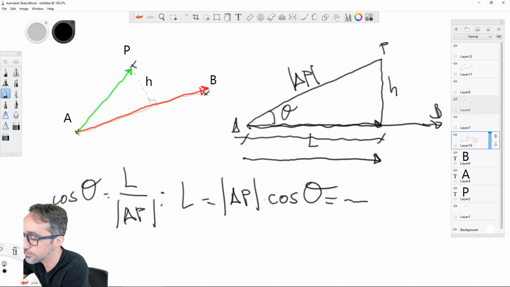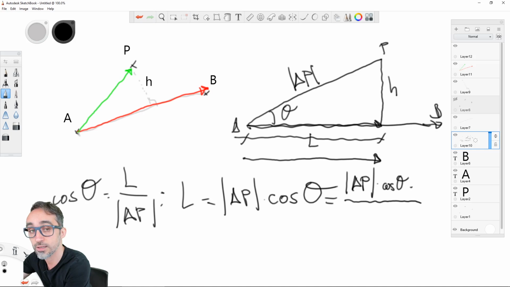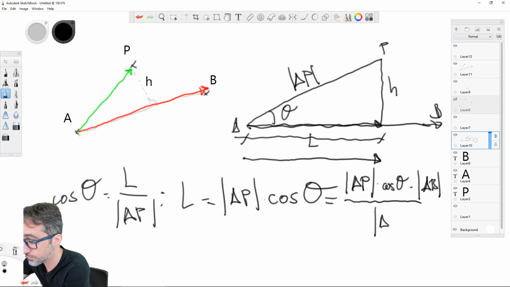So I'm going to create a fraction here, and I'm going to say AP, the length of AP, times the cosine of theta times this new factor that I'm going to introduce, which is going to be the length of AB. Okay? And I'm going to also divide everything by the length of the vector AB. Why am I doing this?